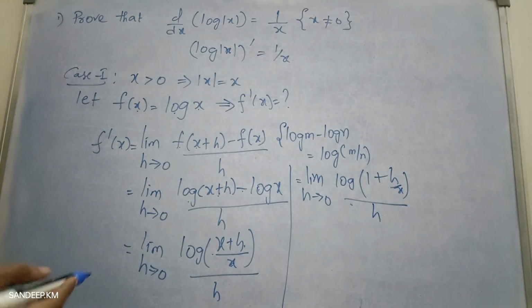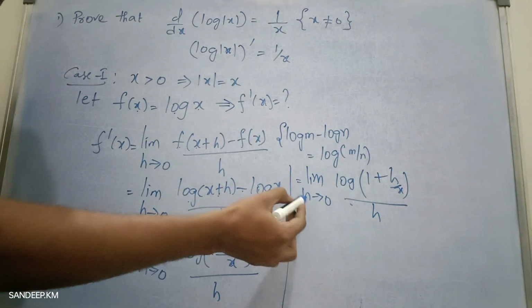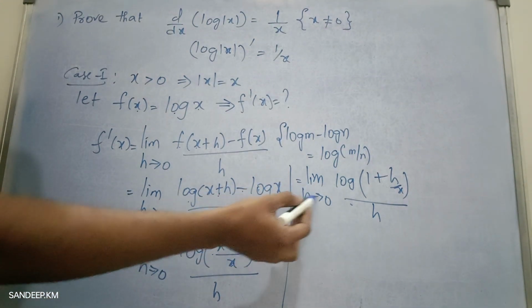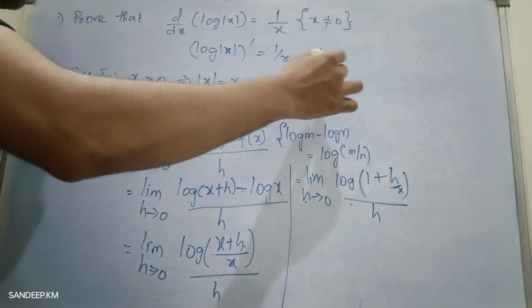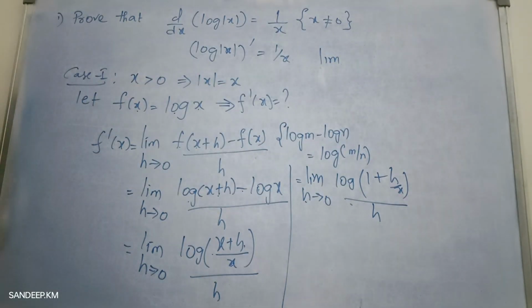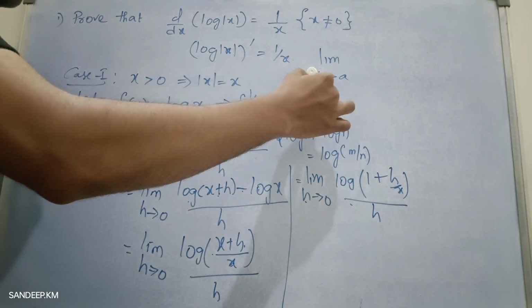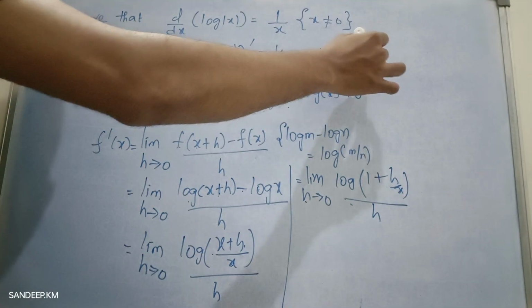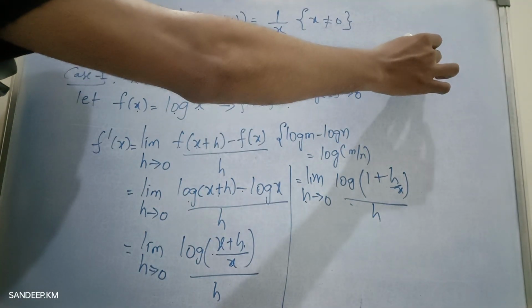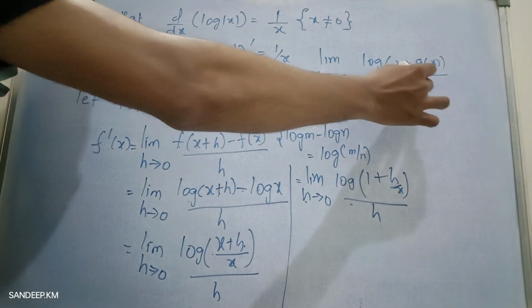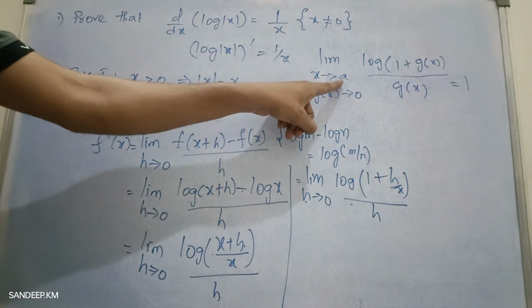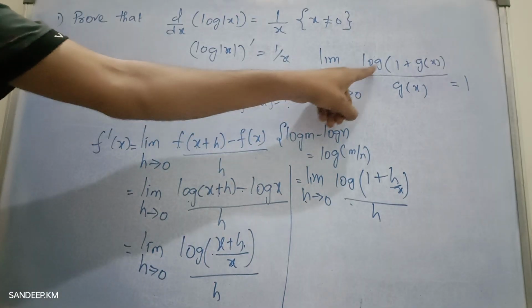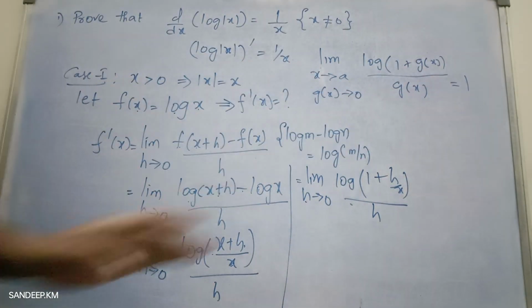See, dear students, in the limits chapter we have already learned that if some variable approaches 0, I'll write the formula, it's better. Limit, for example, x approaches a, if g of x approaches 0, then log of 1 plus g of x whole divided by g of x is taking the value 1. When x is approaching a number a, if g of x approaches 0, then log of 1 plus g of x whole divided by g of x is 1.